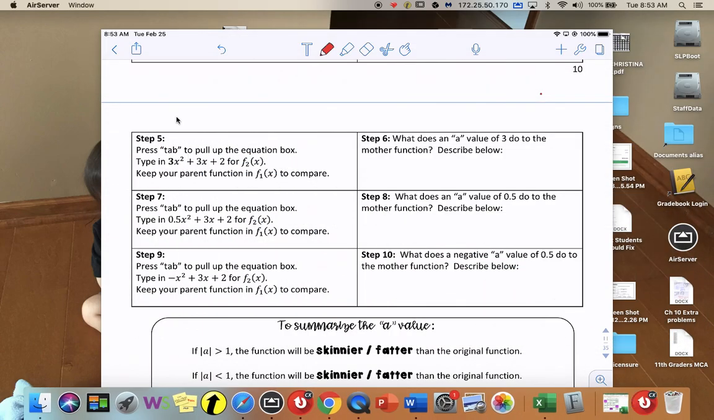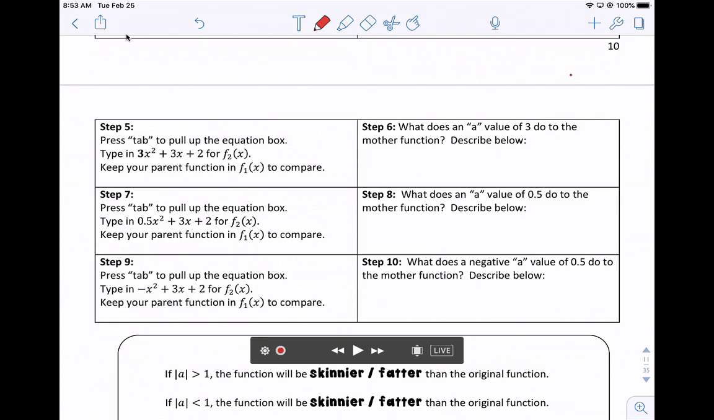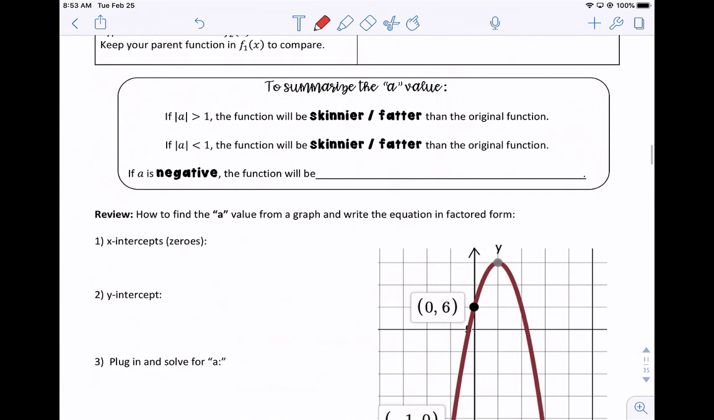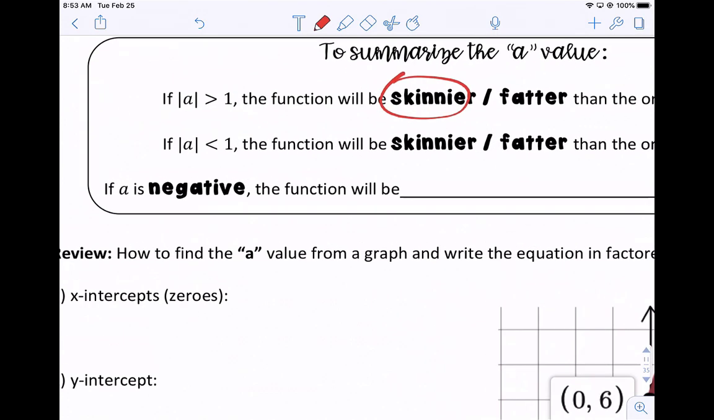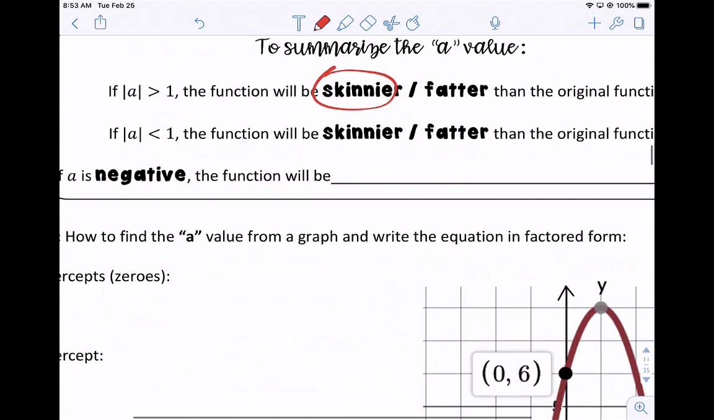So let's summarize then what we've looked at in our calculator. If the absolute value of the a value, that number in front, is bigger than 1, it's going to be skinnier than the original function. If the absolute value of a is less than 1, so like 0.5, 0.75, it's fatter than the original. And if a is negative, the function will be upside down.